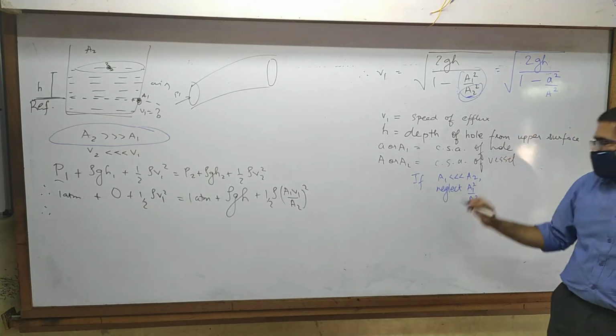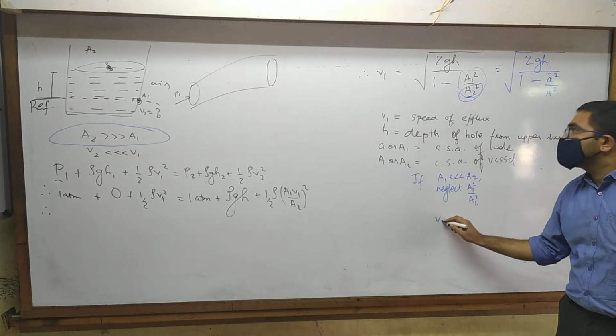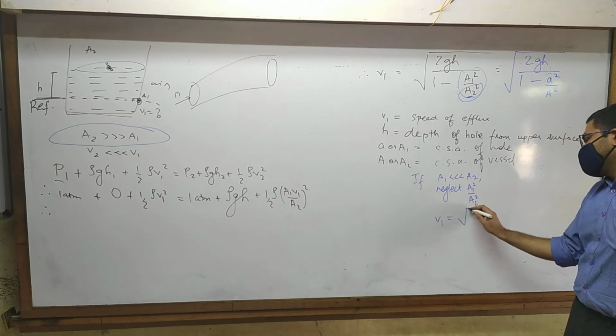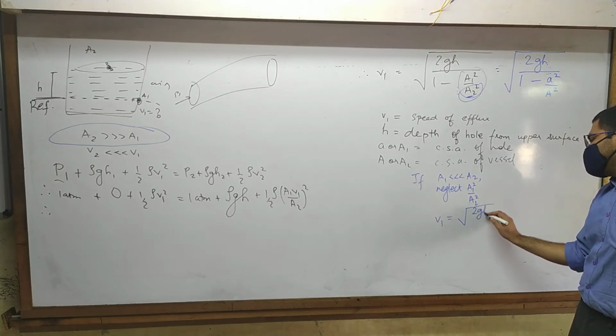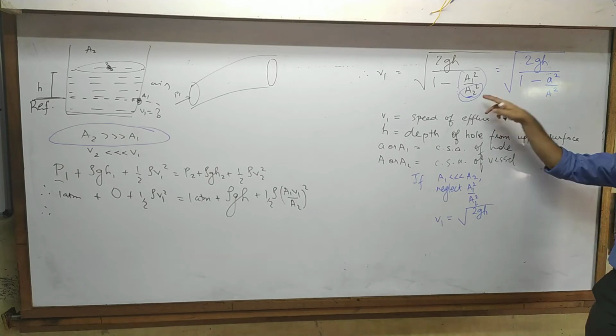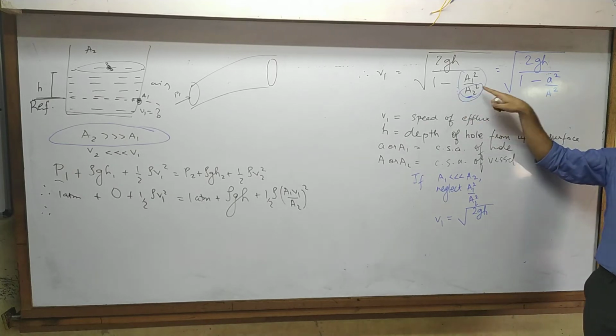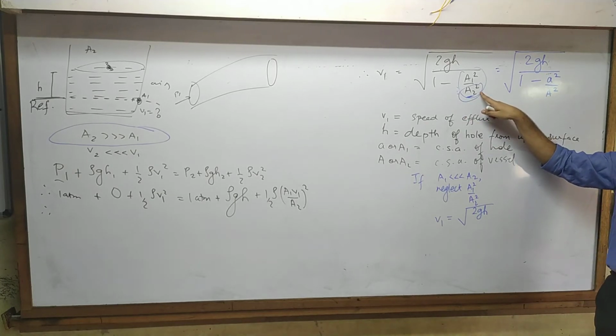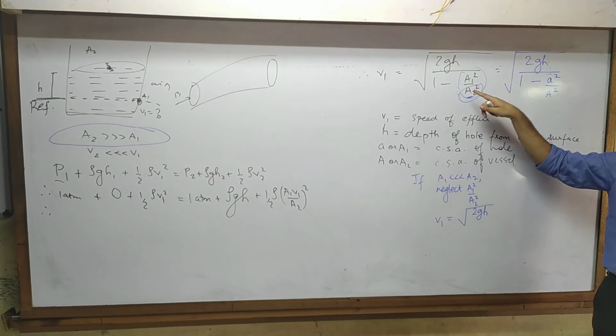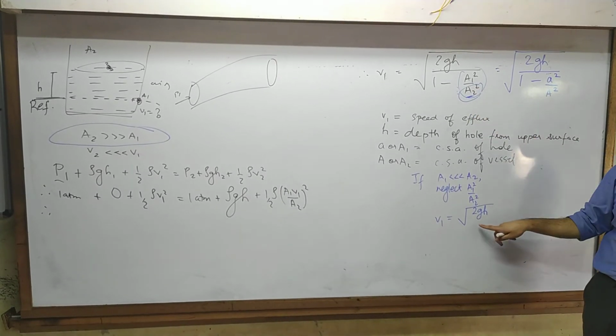What that means is we will get V1 is equal to root 2GH. In the denominator, what do we get? 1 minus nothing. Neglected. You understand what is the meaning of neglected? 1 minus nothing is 1.